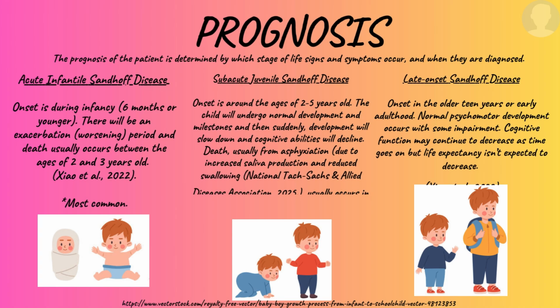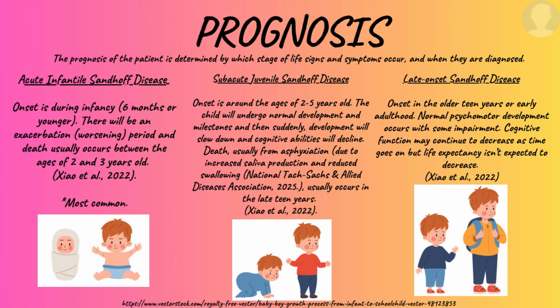The prognosis of a patient is determined by when symptoms started to present and when the patient is diagnosed. Acute infantile Sandhoff disease is when the onset of symptoms is within the first 6 months of life. Symptoms will worsen over time, and death usually occurs between the ages of 2 and 3 years old. This is the most common age for diagnosis.